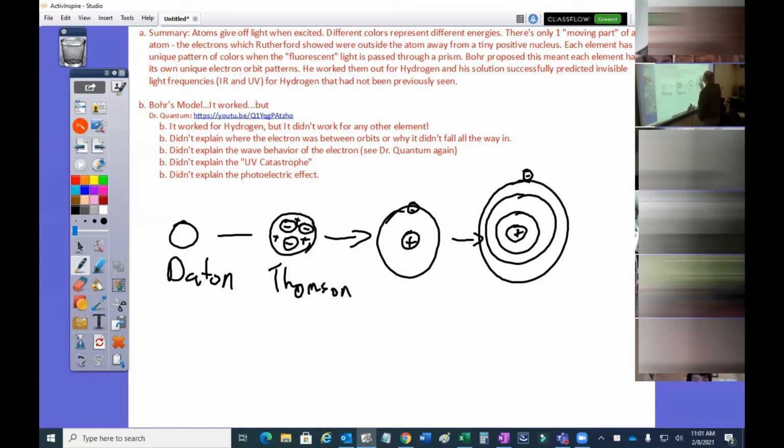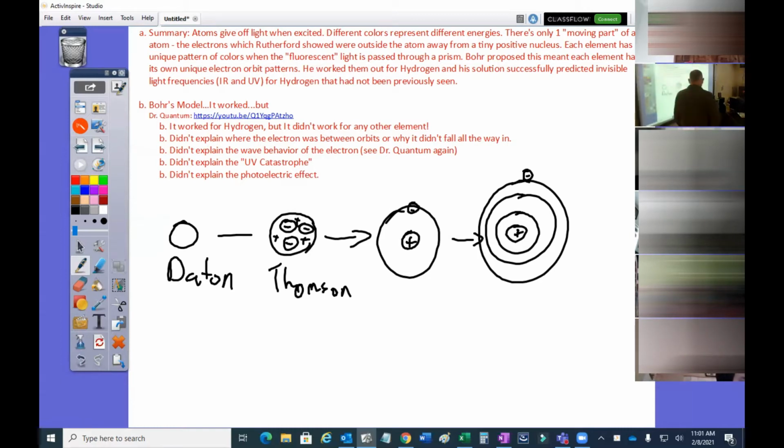With only 1 moving part, but 5 colors of light coming out of it. When you energize hydrogen, when you put hydrogen in a tube and run electricity through it, it glows purple. You take that glowing purple light and pass it through a prism, it separates into 5 unique individual colors. Those colors don't change. It stays the same.